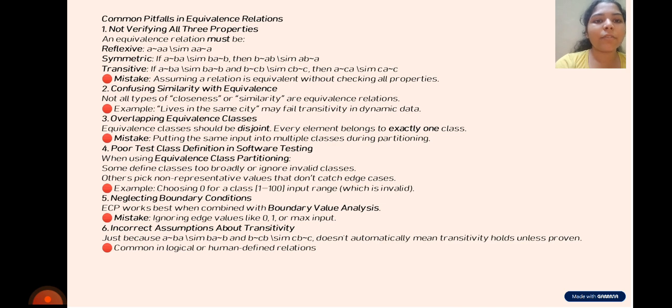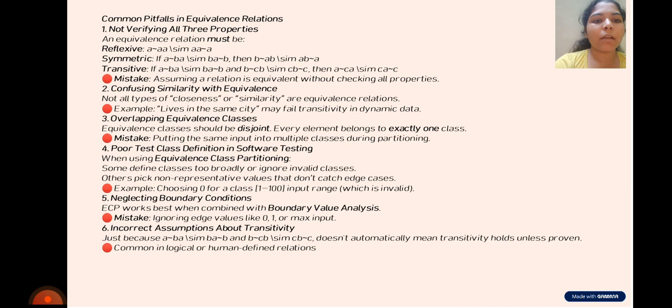Poor test class definitions in software testing when using equivalence class partitioning. Some define classes too broadly or ignore invalid classes. Others pick non-representative values that don't catch edge cases. Example: choosing 0 for a class with a 1 to 100 input range, which is invalid. Neglecting boundary conditions: ECP works best when combined with boundary value analysis. Ignoring edge values like 0, 1 or max input will cause a problem.